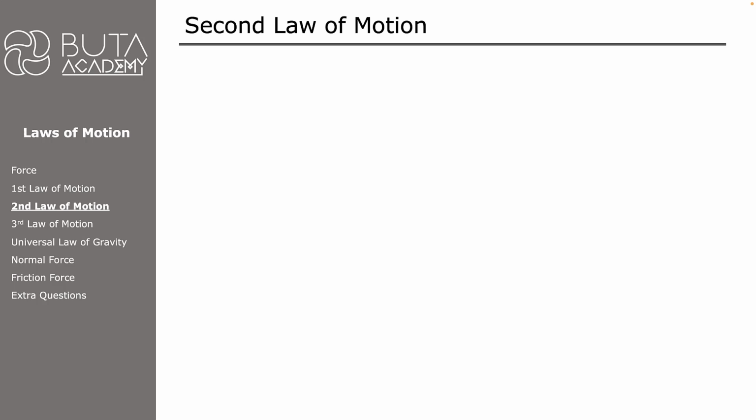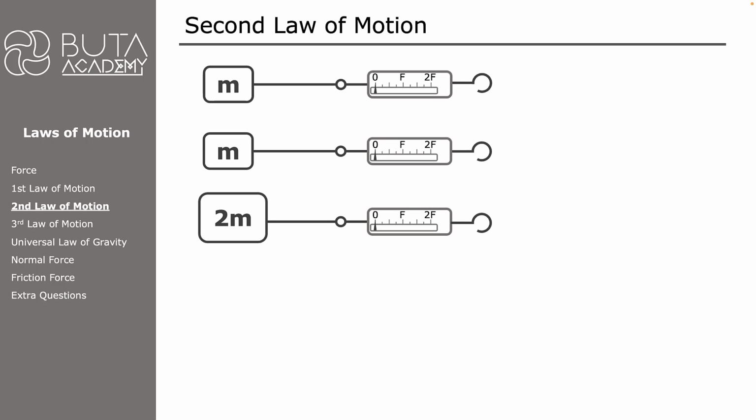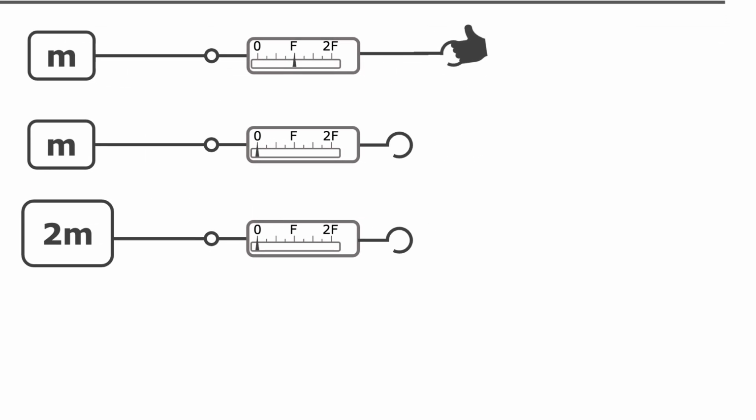Let's imagine 3 objects. First two of mass m and the last one of mass 2m. If we apply a force of magnitude F on the first object, it will accelerate at an acceleration of a. Then we apply a force of magnitude 2F on the second object. We notice that it accelerates at an acceleration of 2 times a. As we can see, if we double the force, acceleration of the object has also doubled.